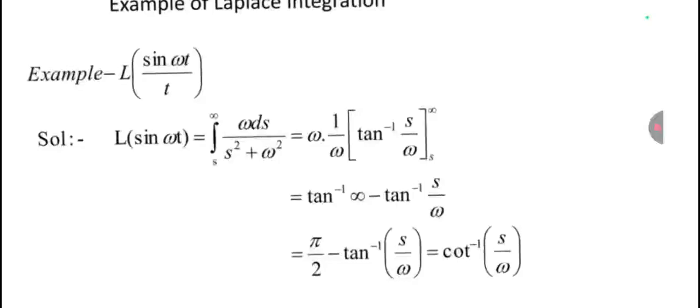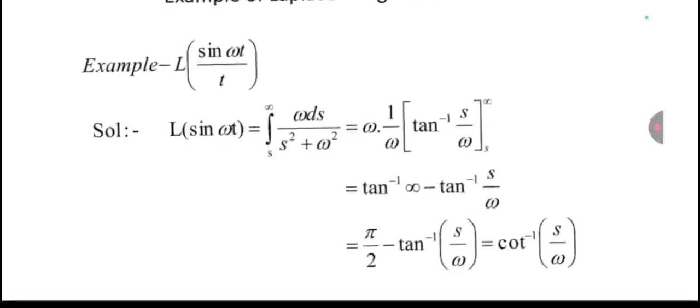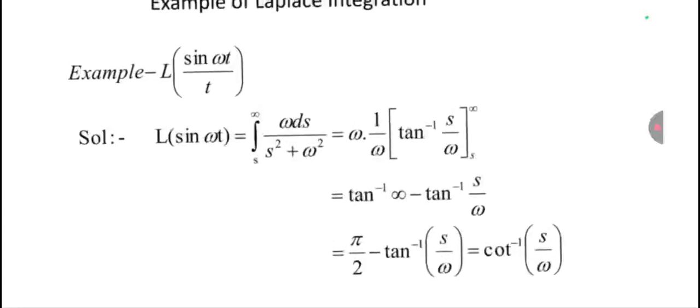So we substitute the limit. Tan inverse of infinity, this is pi by 2, minus tan inverse of s by w. Pi by 2 minus tan inverse of s by w can be written as cot inverse of s by w. So L of sin wt by t equal to cot inverse of s by w.